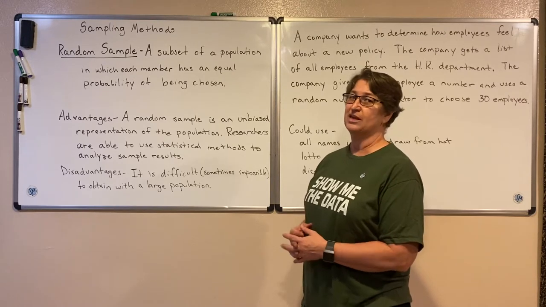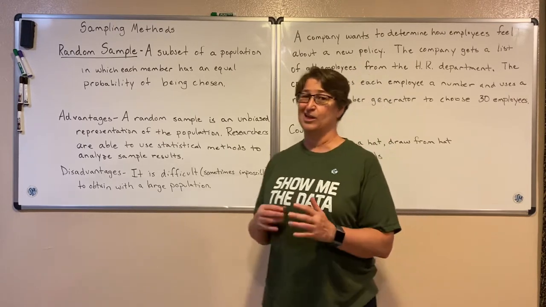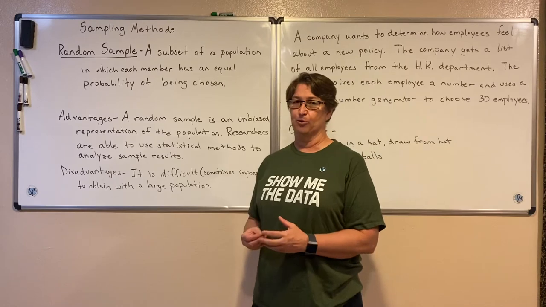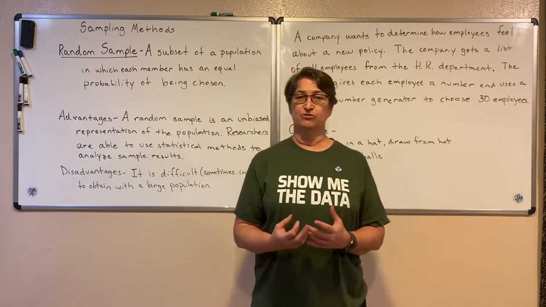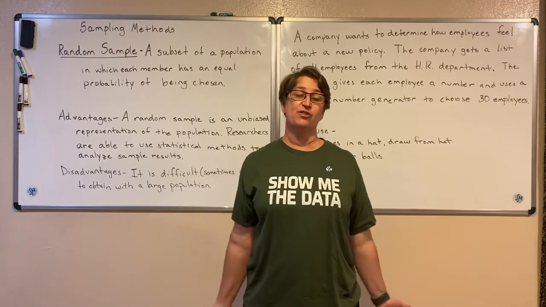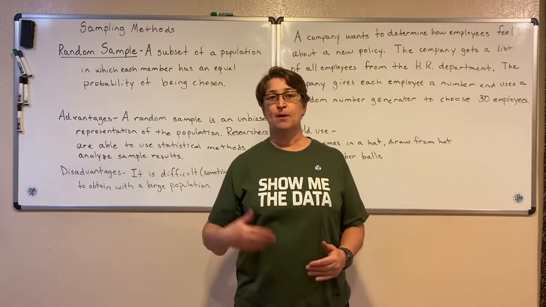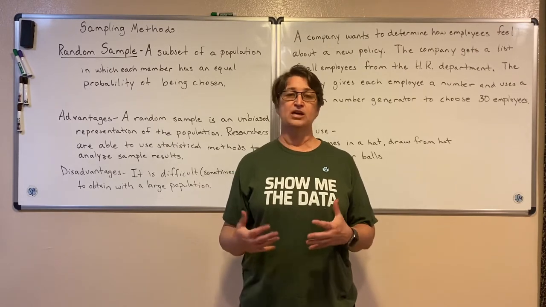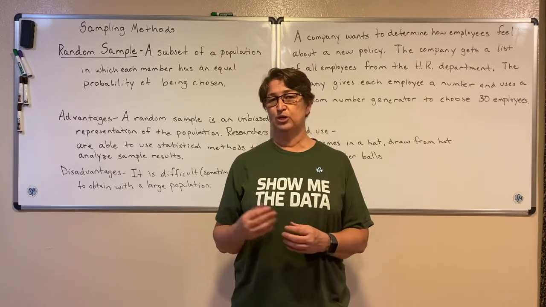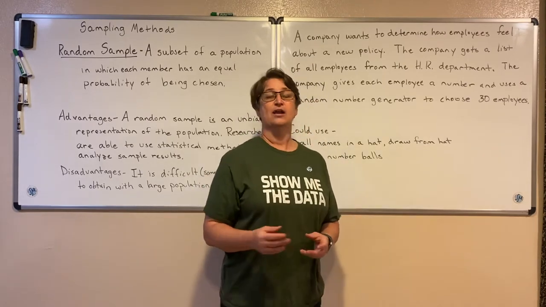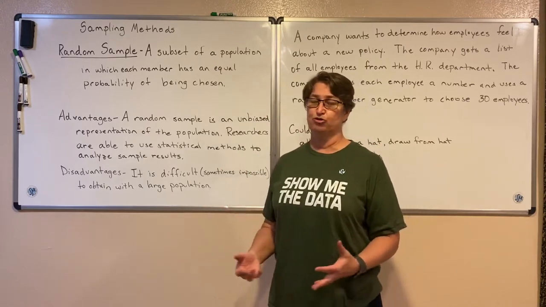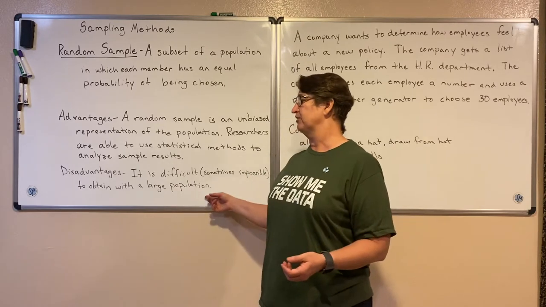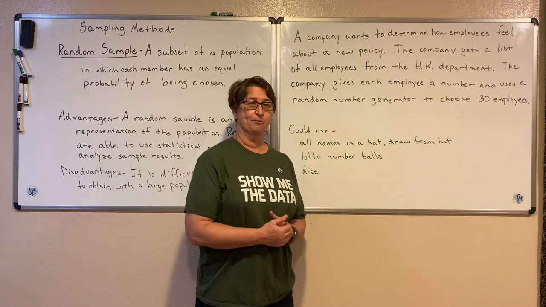The disadvantage is that it's difficult, sometimes impossible, to actually collect a true random sample. In order to collect that random sample, the first thing we have to do is know everyone within the population. And we have to be able to number those members, or give them something, so that we can choose them with an equal likelihood. A lot of times with large populations, we're not able to do that. We don't actually know every single member of our population. So it makes it very difficult to collect an actual random sample.